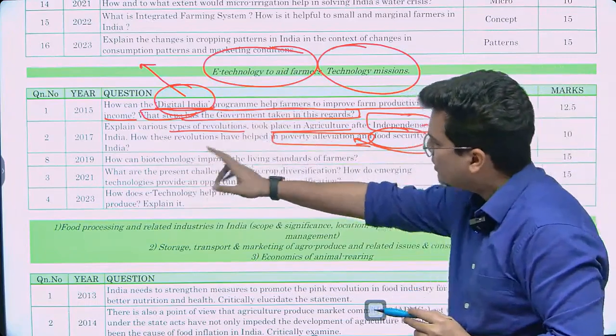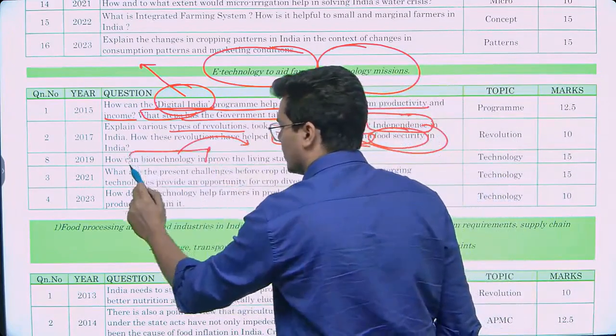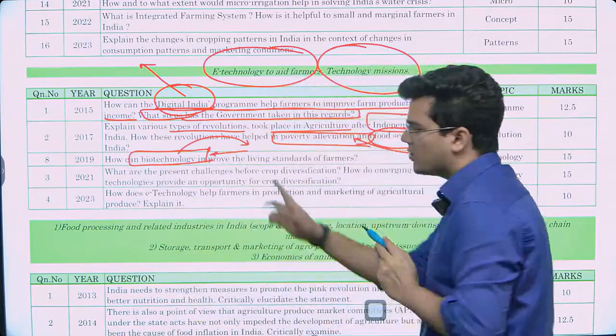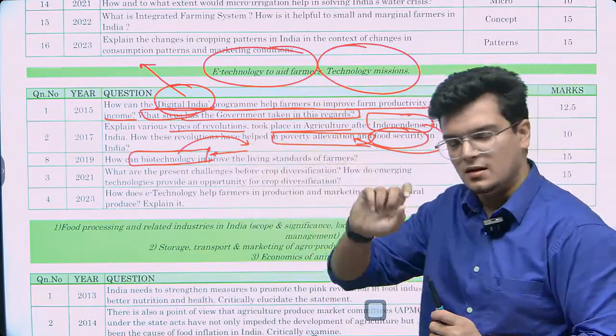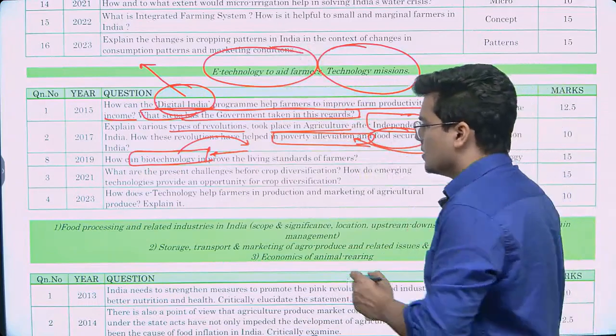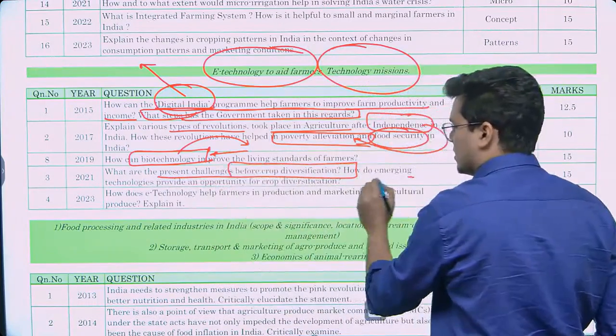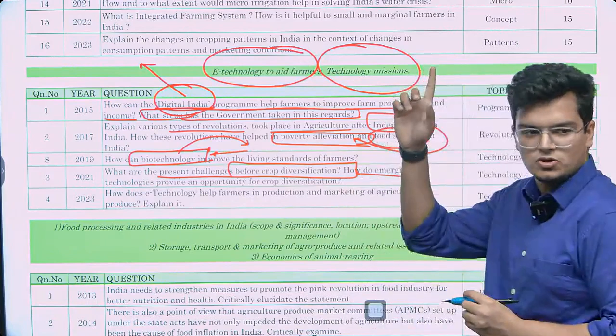How can biotechnology improve living standard of farmers? तो again science and tech से relate करके हम science and tech में भी पढ़ सकते हैं biotechnology की specific applications in agriculture या technology missions में भी पढ़ सकते हैं. Present challenges before crop diversification. ये question भी repeated है. Crop diversification ऊपर आ चुका था.